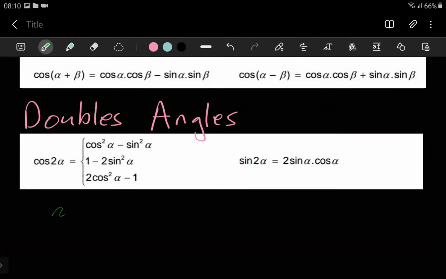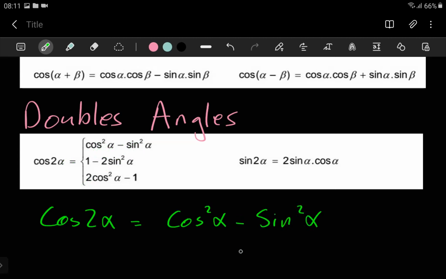So the idea is, whatever this looks like, it can be written as one of these three. The main one is actually this one up here. Cos 2 alpha is equal to cos squared alpha minus sine squared alpha. This looks a lot like the square identity, but it just has a minus in the middle, and then cos starts. You cannot swap these around like you can swap the square identity.